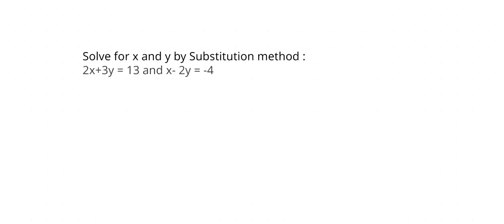Okay. Let's start off with the first problem. So this is a simple example, and it's a very basic method. It's one of the first methods that you have learned, isn't it? So this is: solve for x and y by substitution method.